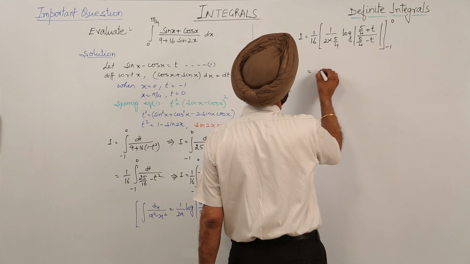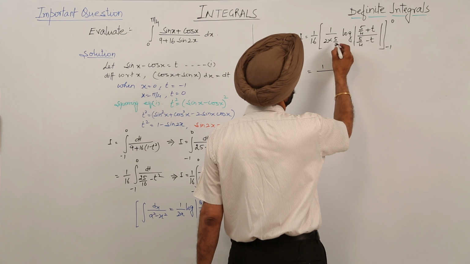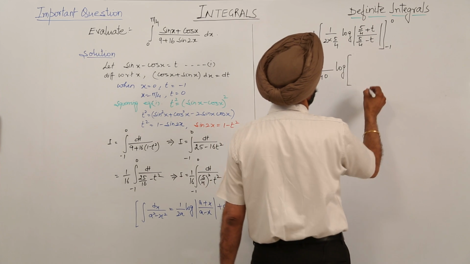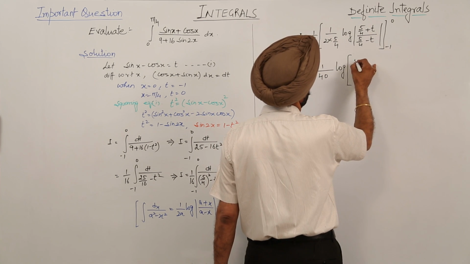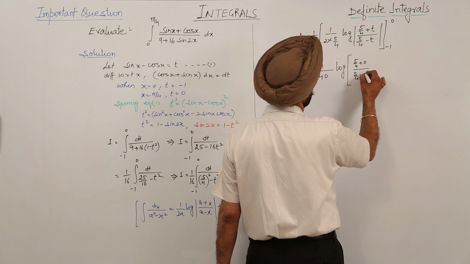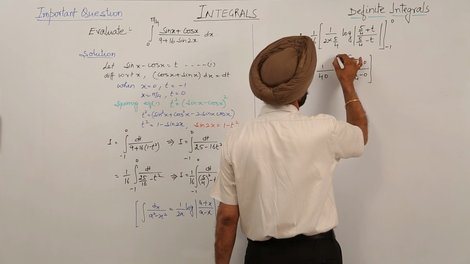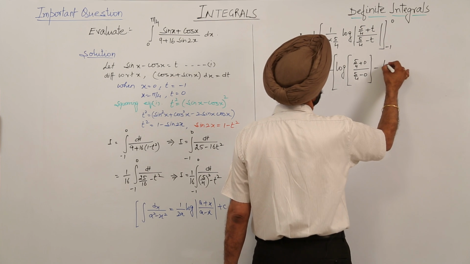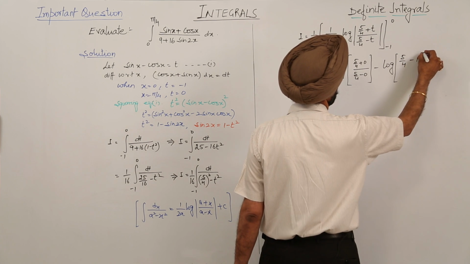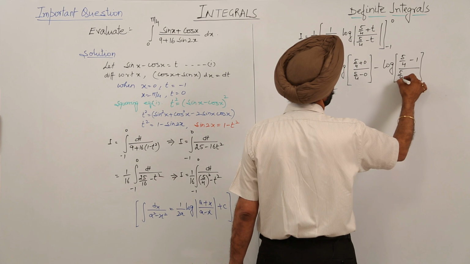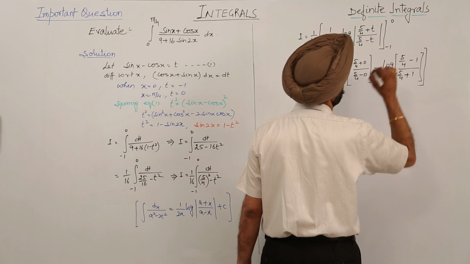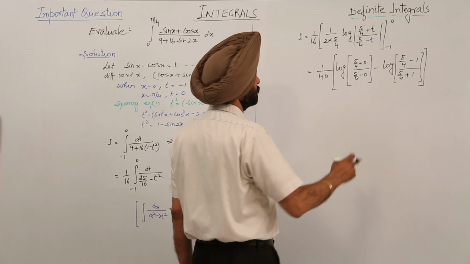Now this becomes 1 upon 40 log, now 5 by 4 plus 0 upon 5 by 4 minus 0, minus log 5 by 4 minus 1 upon 5 by 4 minus, this becomes plus 1. Is it clear? Putting minus 1 in this part.